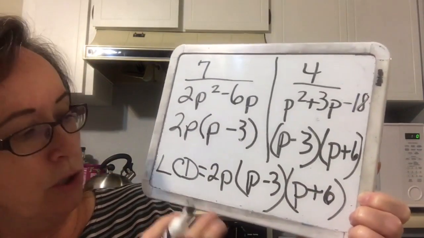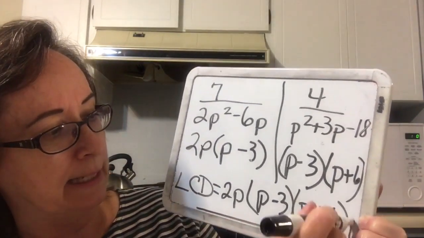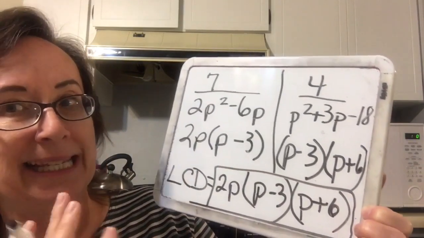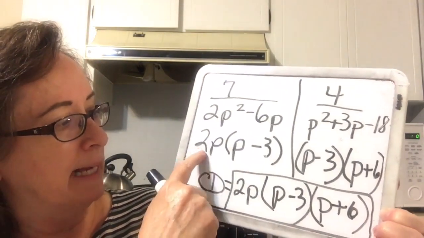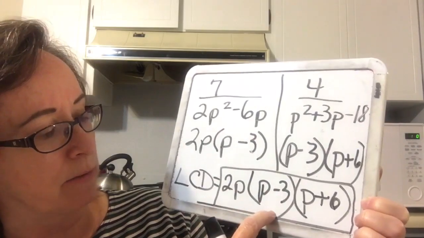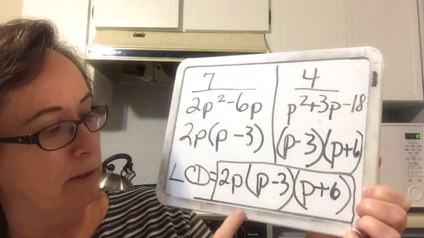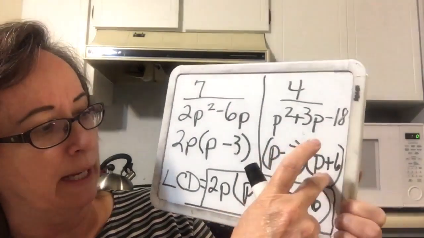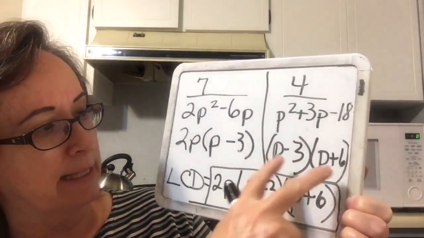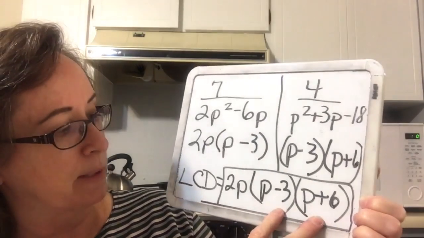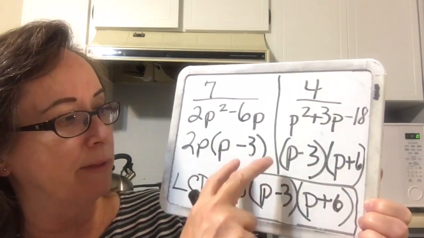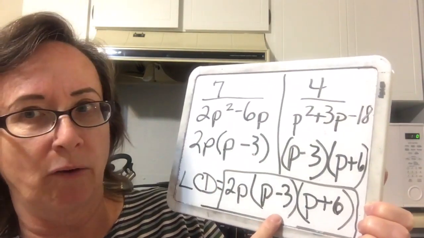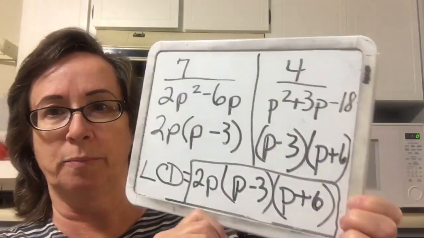So you should be able, in your LCD, to completely see each denominator. I see a 2p, I see a p minus 3, so this denominator is represented. And then I look over here, yes, I have a p minus 3, yes, I have a p plus 6. This denominator is represented. It does not matter that they're sharing one of the terms. No big deal. Okay, so go on to the next one.